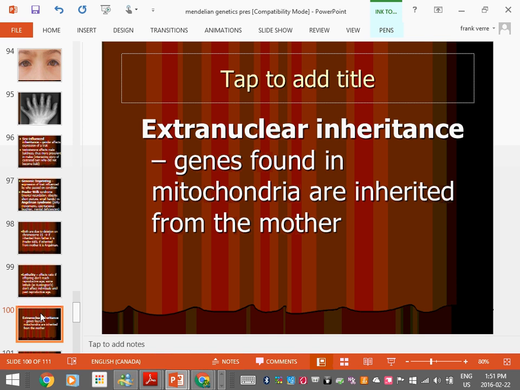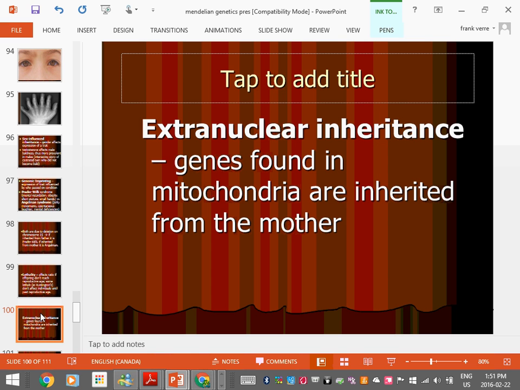So have you ever heard of something called mitochondrial Eve? This is in reference to the last common female ancestor of all humans. And that DNA, your mitochondrial DNA, can be traced back to this person.